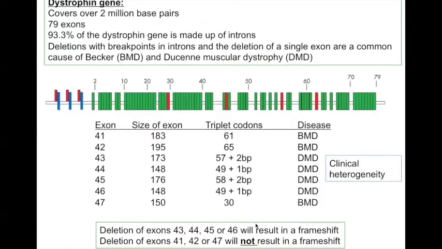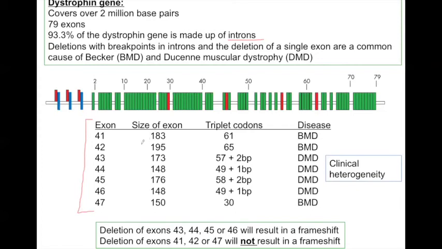The dystrophin gene, which is the gene that carries a mutation that causes one or the other of these dystrophies, is huge. It covers over 2 million base pairs. It has 79 exons, and 93% of this gene is introns. So a huge gene, a complex gene. And the size of the gene means the risk of carrying a mutation is increased. There are a number of different mutations which are associated with these dystrophies.